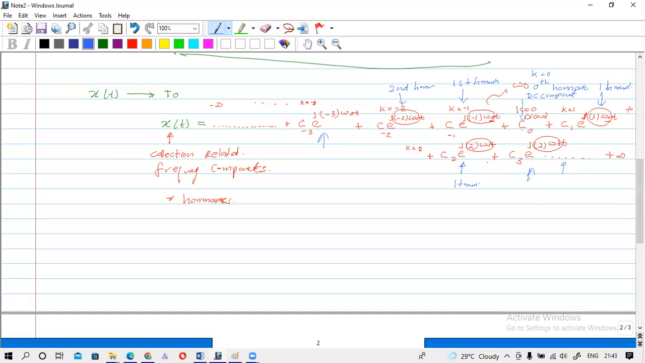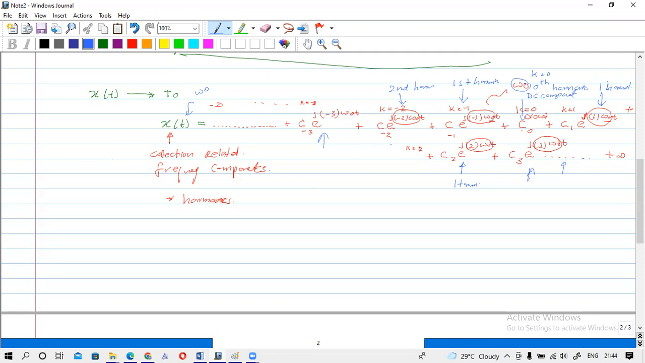So these are harmonics, but they are related with the fundamental frequency, because all these harmonics have one fundamental frequency, that is omega naught. Actually that is the fundamental frequency of x(t), omega naught. So I hope you get it. If you couldn't understand still, please refer to the textbook and try to understand this concept. You can ask me again, then I will explain this again.